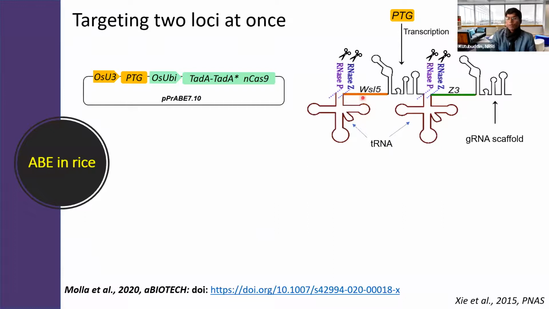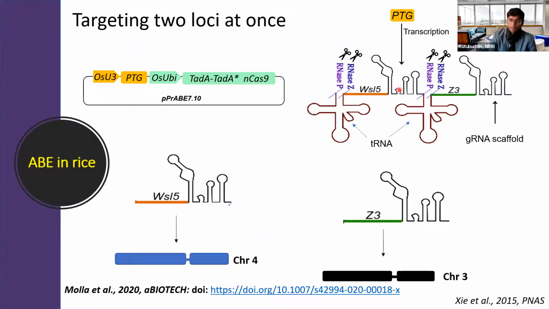So what we did, we fused both the guide RNAs in a single RNA and fused with tRNA also for increasing the transcription rate. So what it would produce is like this: WSL5 guide RNA would be separated, and it would take the base editor to chromosome 4, because WSL5 is present in chromosome 4. So the editing should be done in chromosome 4. Similarly, Z3 guide RNA would be separated and it would go to chromosome 3 because the Z3 gene is present in chromosome 3. So this is called multiplex base editing.